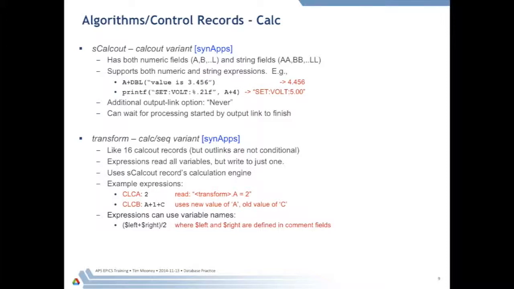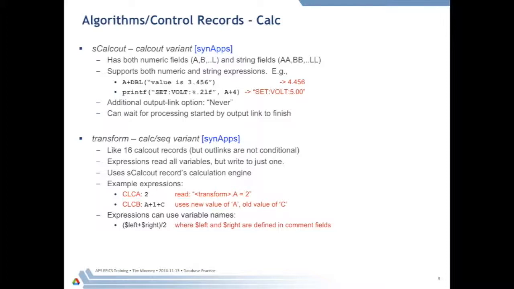There are variants on the calc out record. These are in Synapse. scalc out is the same thing except for strings. You can do string expressions, and it has string fields. So in addition to A through L, which are double precision fields, there are AA through LL, and those are string values. And as you would expect, there are some different operators and functions that you can call from the string calc out record.